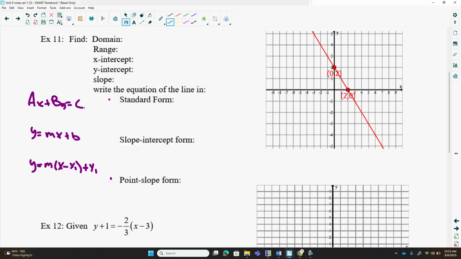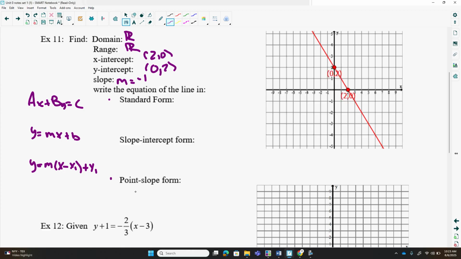All right. So I'm going to go quickly over this. Anybody found the domain and range yet? All the numbers. X-intercept: 2, 0. And the y-intercept: 0, 2. Slope: m is equal to -1. I think it's falling, so it's negative.